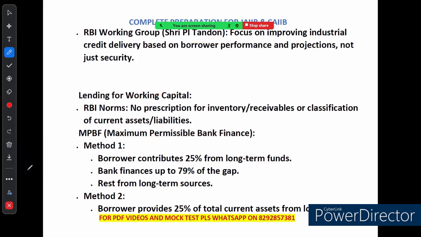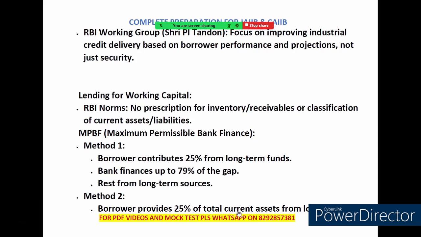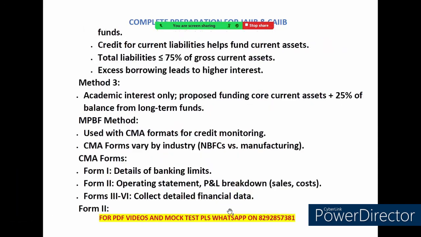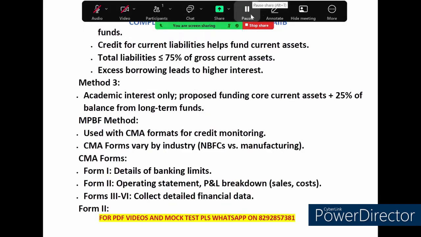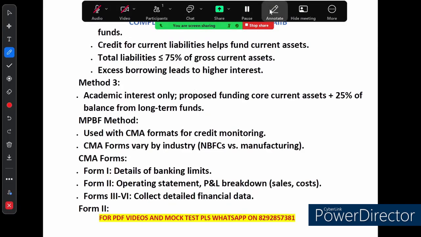Now what does method 2 say? Method 2 says that the borrower must contribute 25% of the total current assets from the long term fund, right? So 25% of the total current assets should be contributed by the borrower from the long term fund, and the bank covers the rest, right? So these two methods are there. To summarize, while banks provide critical working capital finance, SMEs often face challenges, especially with collecting payment. Understanding how banks assess and lend working capital can help businesses better prepare.